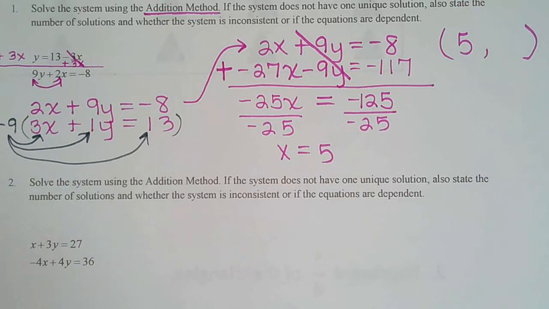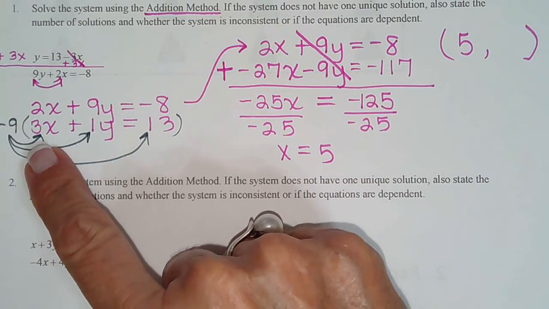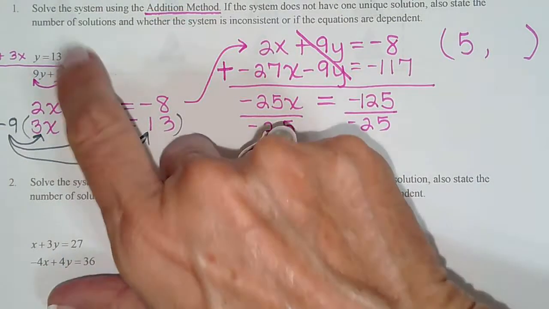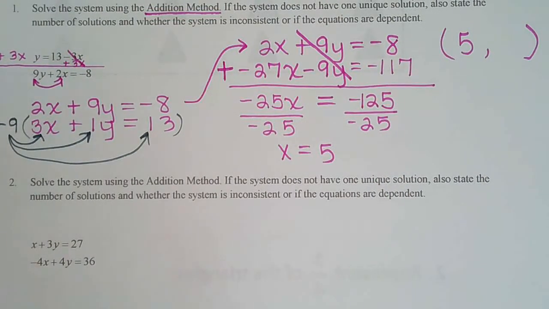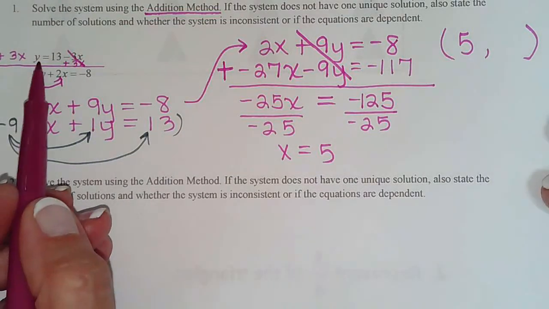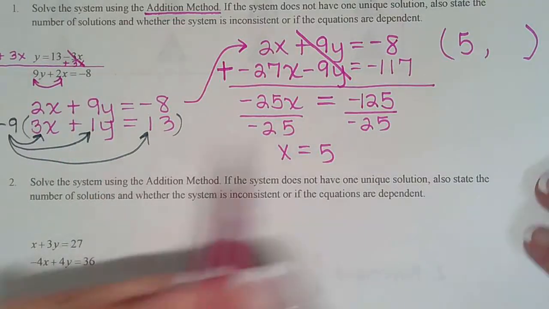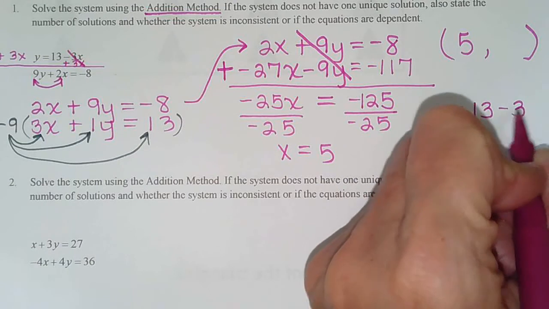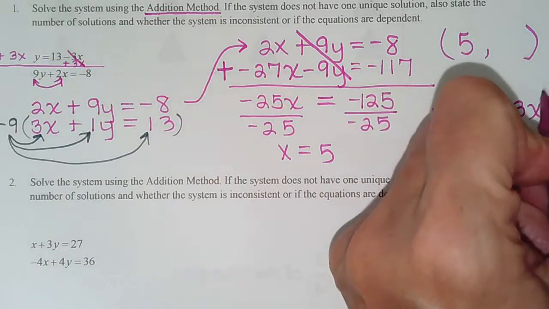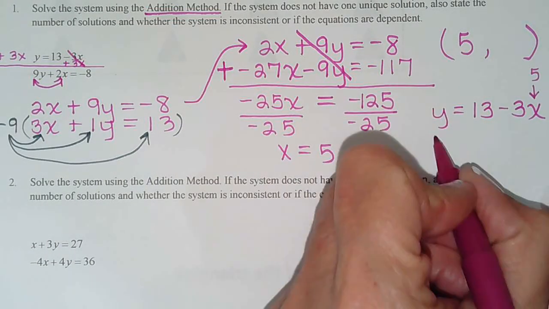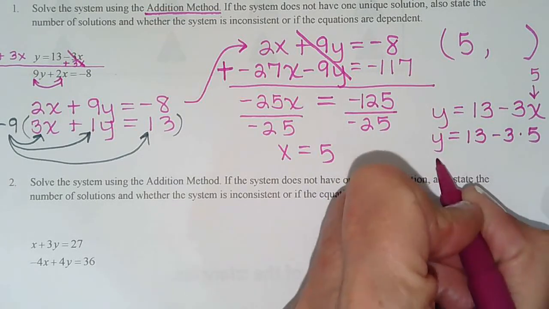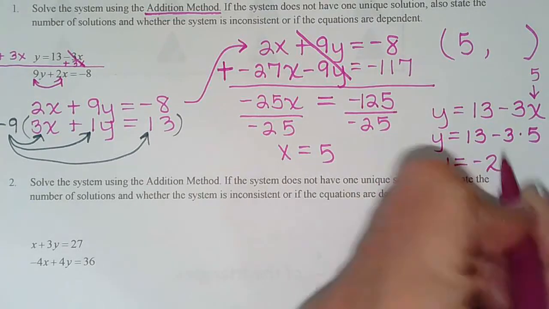Okay, so here's another decision. Your first decision is deciding which variable to cancel or eliminate. The second decision is which equation do I go into? And in both cases, it doesn't matter. We'll still get the same answer. I think the top one looks a little easier, so I'm going to use it. So y equals 13 minus 3x. We just found x to be 5. So y equals 13 minus 3 times 5. So 13 minus 15 is negative 2.